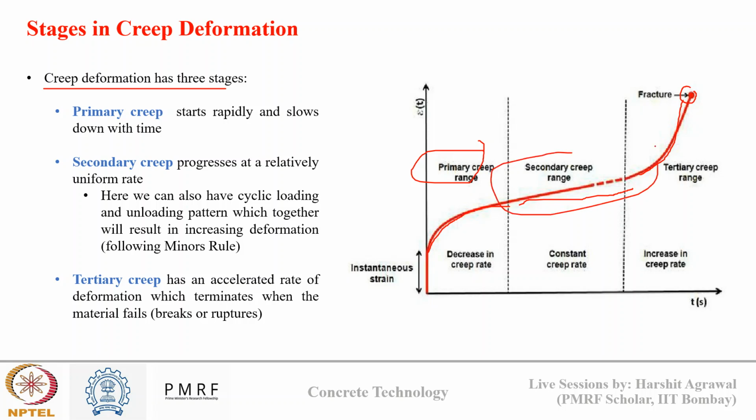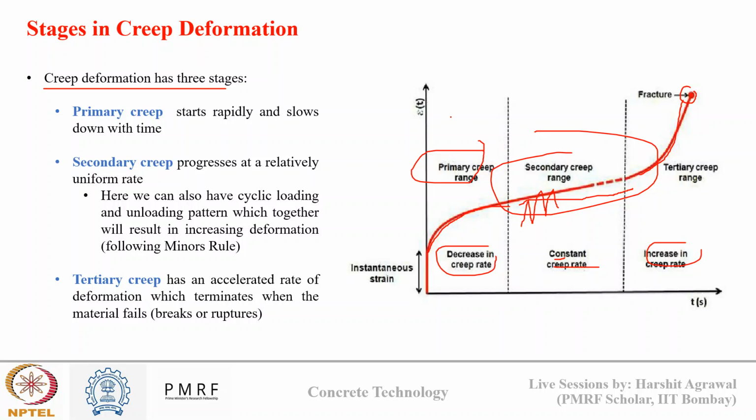Okay, now in the second stage where my rate is uniform, I can also have cyclic loading like this, which results in increasing deformation. That we'll see in the next slide right now. Okay, so after the instantaneous strain, that is elastic strain, you can see three different stages of creep deformation in concrete. Okay, so here there is a decrease in creep rate, then there is a constant creep rate, and then there is an increase in creep rate.